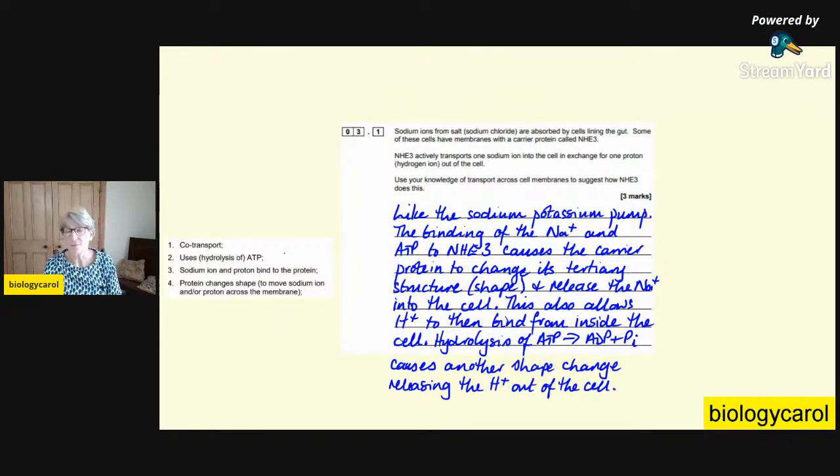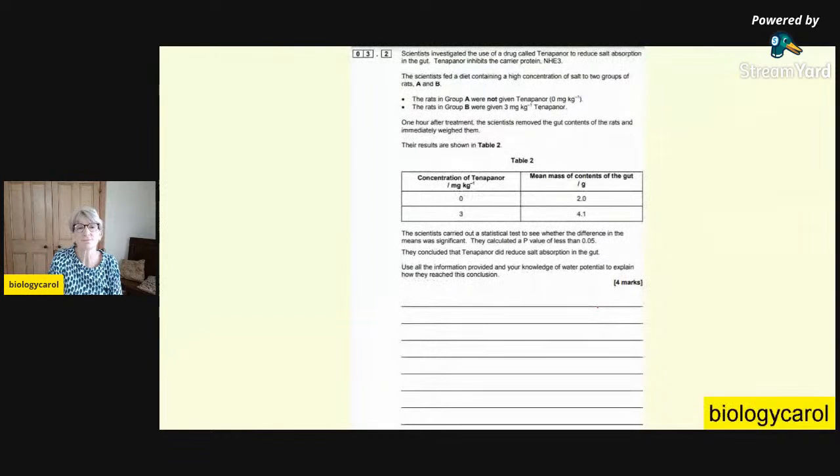This is the mark scheme, which is clearly simpler and actually more accessible to you guys than probably the detail that I put in this answer. 3 marks, and here's the notes from the examiners, and I got the 3 marks.